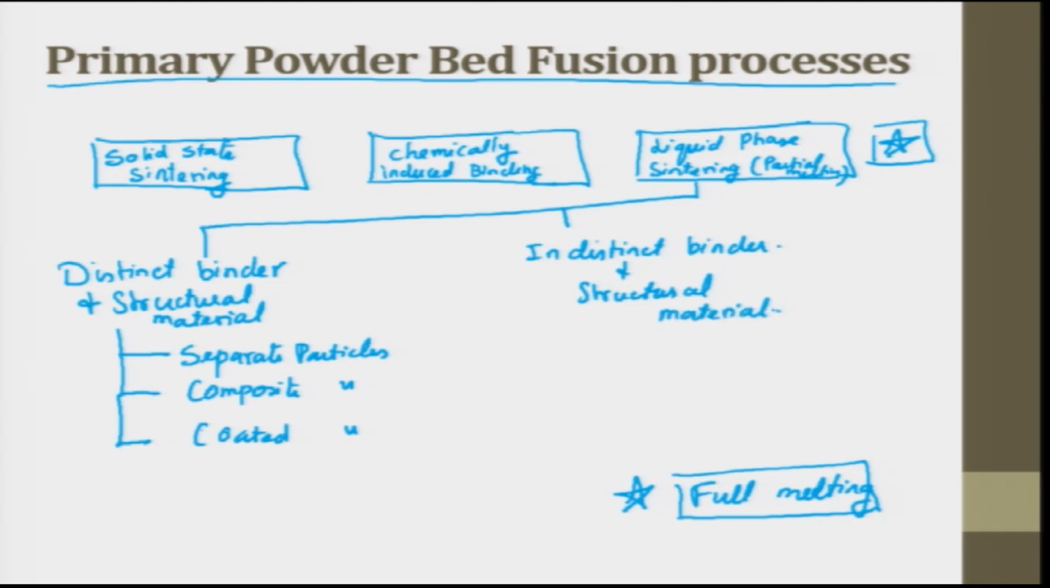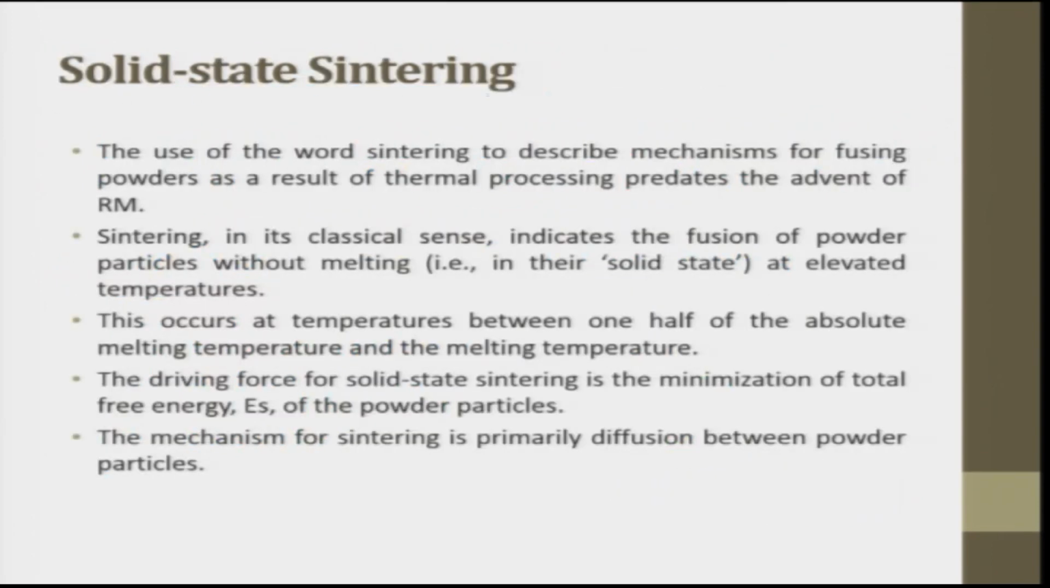Okay. This is how we try to classify the primary powder bed fusion processes: solid state, then we have liquid state, in between we have chemical induced binders. Solid state sintering. The use of the word sintering to describe mechanism for fusing powder as a result of thermal processing predates the advent of RM. Sintering in its classical sense indicates the fusion of powder particles without melting. Very important, powder particles without melting.